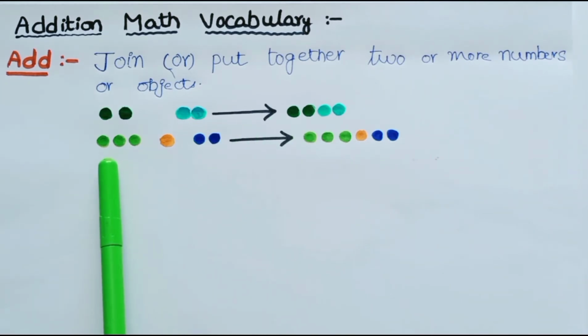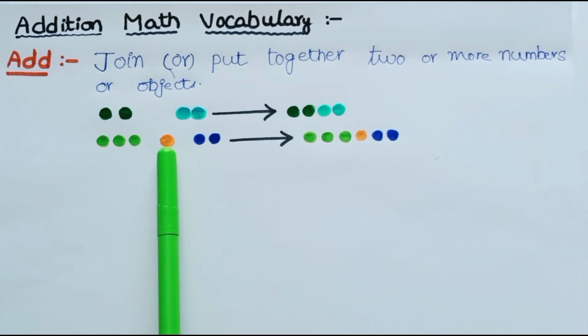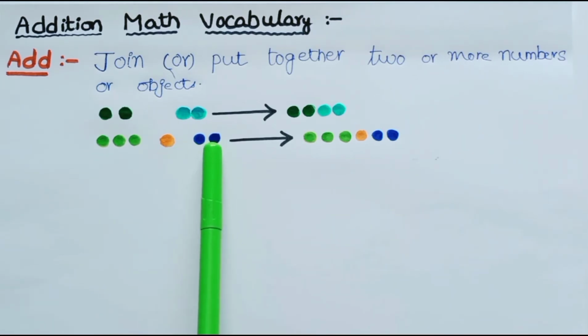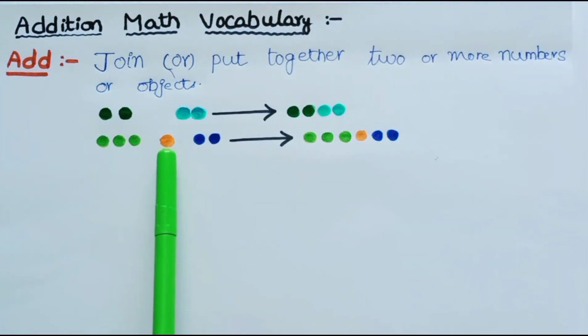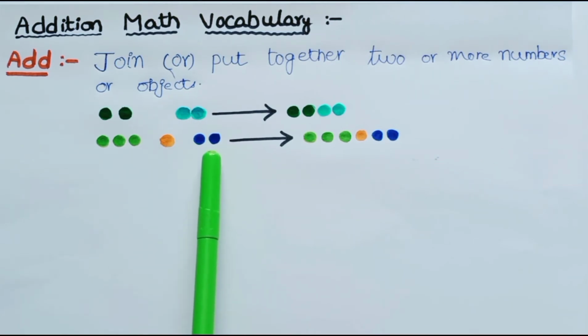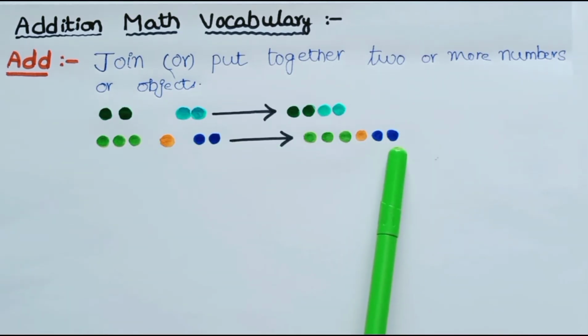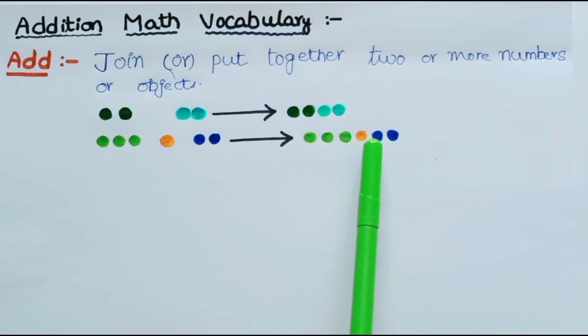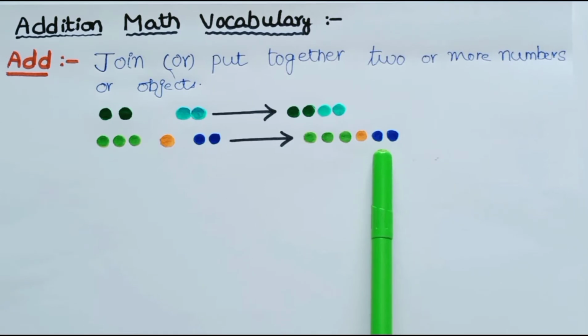Here is one more example. Here we have 3 green color dots and 1 orange dot and 2 blue color dots. So how many sets of objects are here? Here, 1 set of green color dots, 1 set of orange color dot, and one more set of indigo color dots. So if we join them all together, then we can see 1, 2, 3, 4, 5, 6. So we have totally 6 dots here.